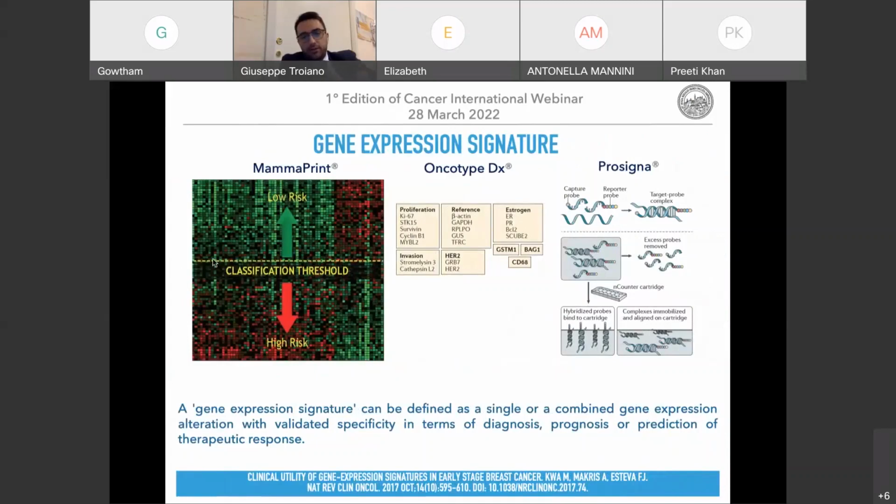Another very interesting approach on the gene expression side is the gene expression signature, which can be defined as a single or combined gene expression alteration with validated specificity in terms of diagnosis, prognosis, or prediction of therapeutic response. Here you can see some of these gene signatures that have already entered clinical practice for breast cancer, like MammaPrint, Oncotype DX, Prosigna.